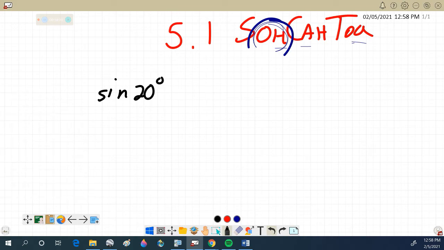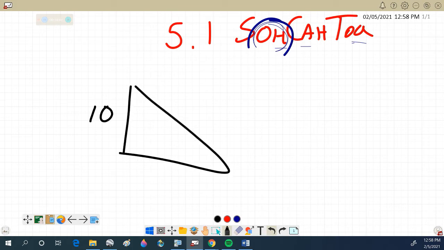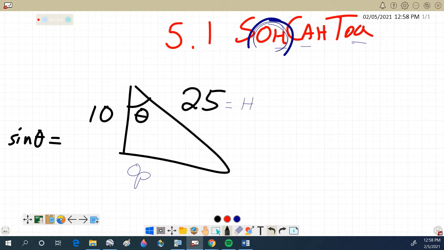Okay, the last problem will do this. It will say 10, 26, and theta, and it will say, what is the sine of theta? Well, that's going to be opposite over hypotenuse, but I don't know what this side is. Now you have to do, oh wait, 25 won't work. It's got to be 26. Sorry. So now we do the Pythagorean theorem.